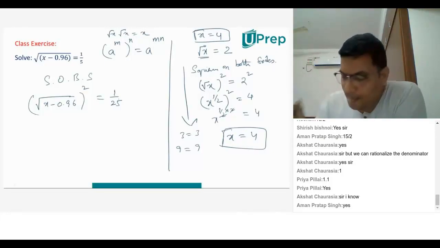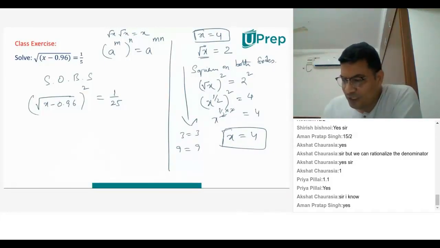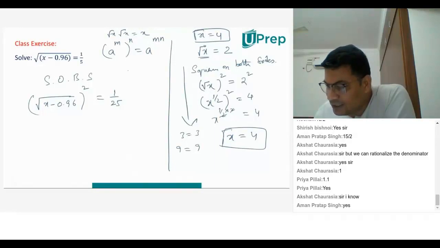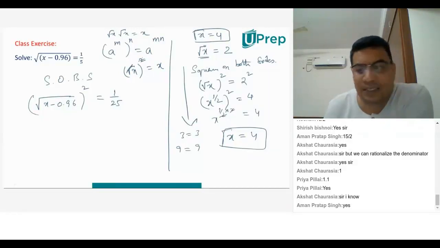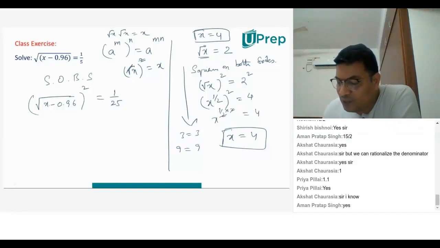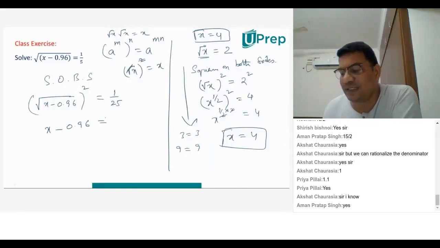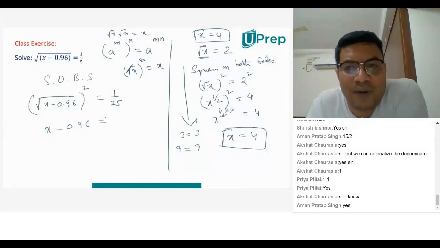Either way it's okay. Now, we just learned that root x whole square will always give you x, because the square root and the square get cancelled. Therefore, root of x minus 0.96 whole square will give you x minus 0.96. Now coming to the right hand side, 1 by 25. What is the value of 1 by 25?